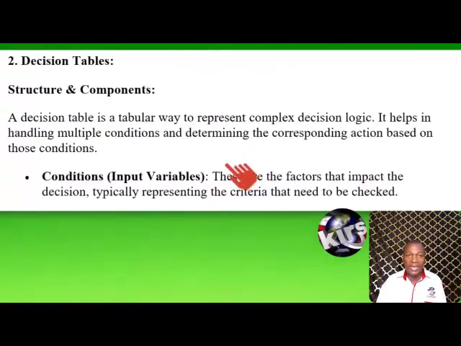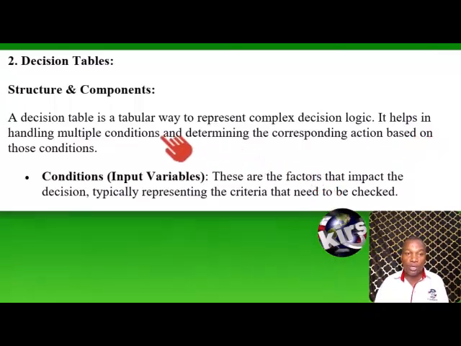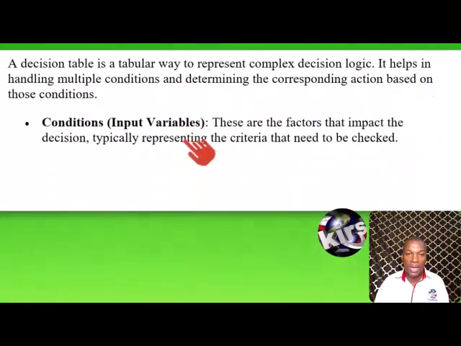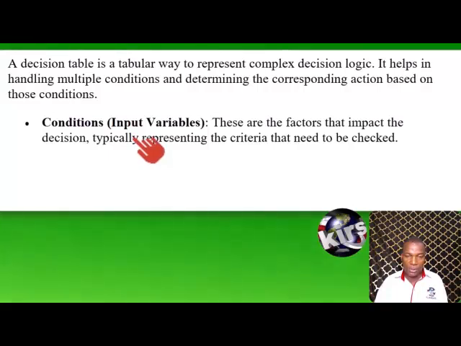Then we quickly can look at the other option, which is decision tables. We start by structuring components, and a decision table is a tabular way to represent complex decision logic. It helps in handling multiple conditions and determining the corresponding action based on those conditions. And let us look at the conditions. These are input variables. These are the factors that impact the decision, typically representing the criteria that need to be checked.